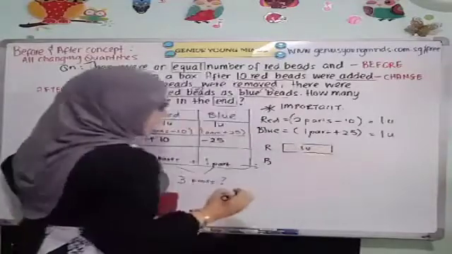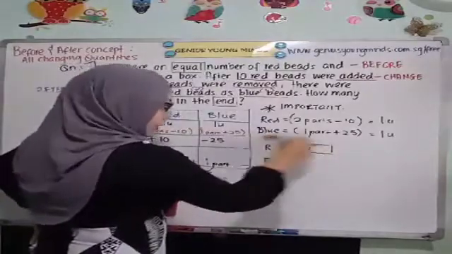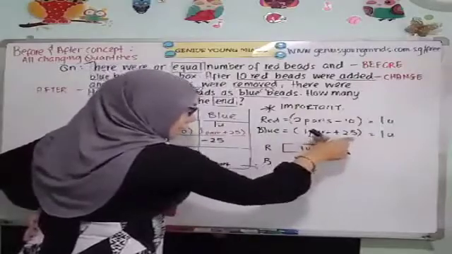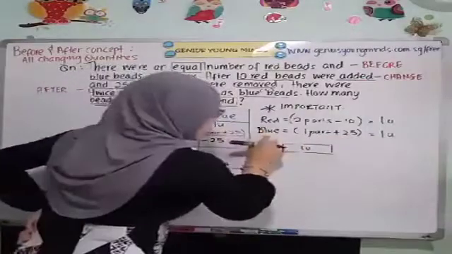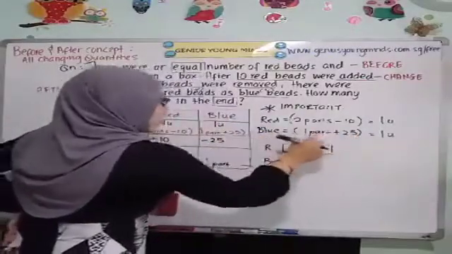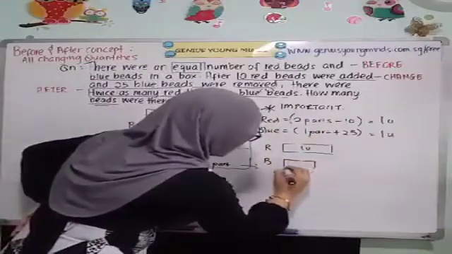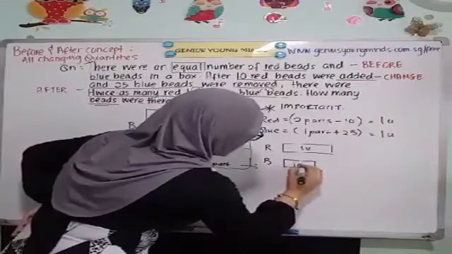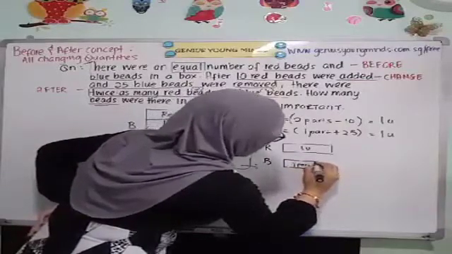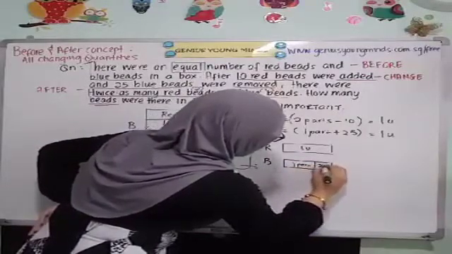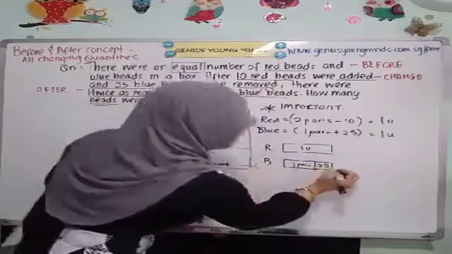1 unit. Okay, and then the blue, you take note, the 1 unit is actually 1 part plus 25. My blue, my 1 unit is actually 1 part plus 25. So which means if I were to draw, it will be something like this. This is 1 part plus 25. Can you see? Equal, equal. It is equal.